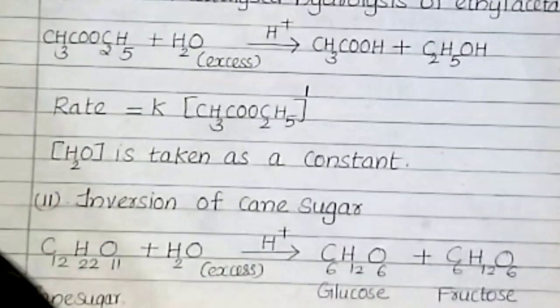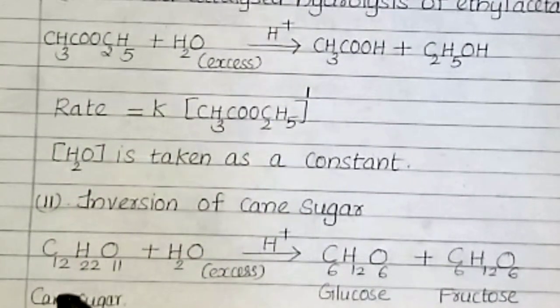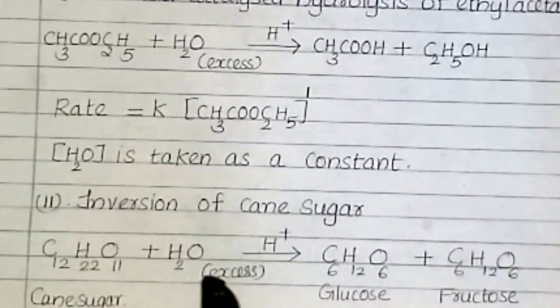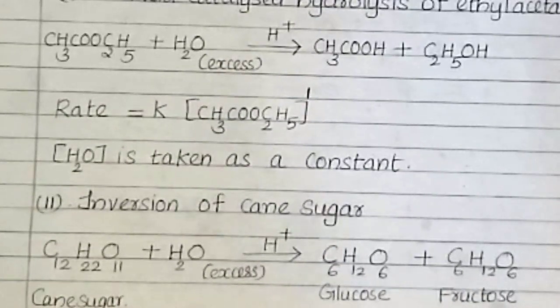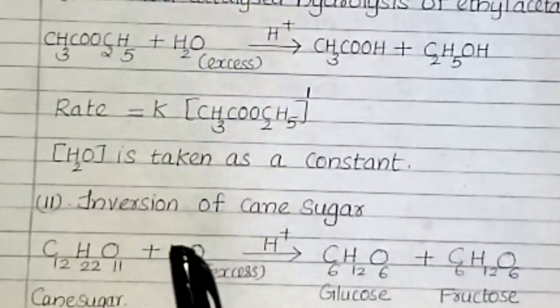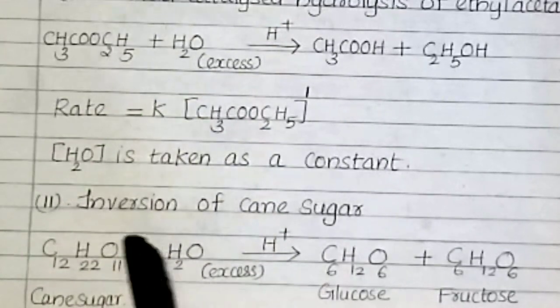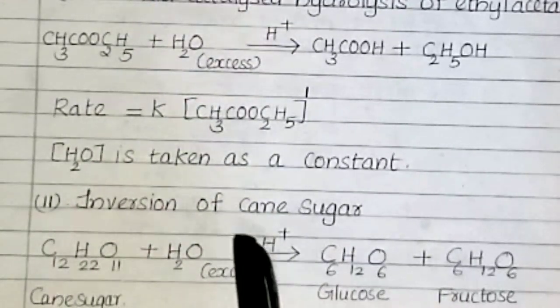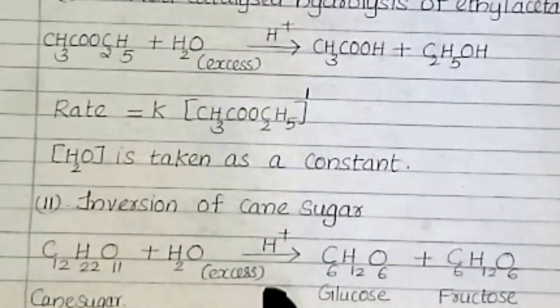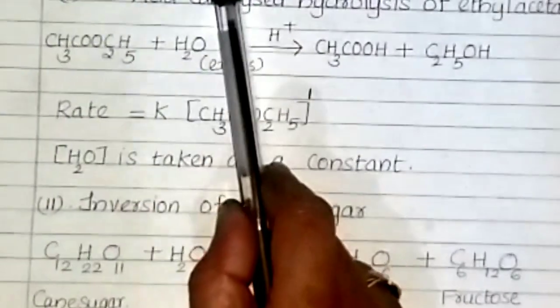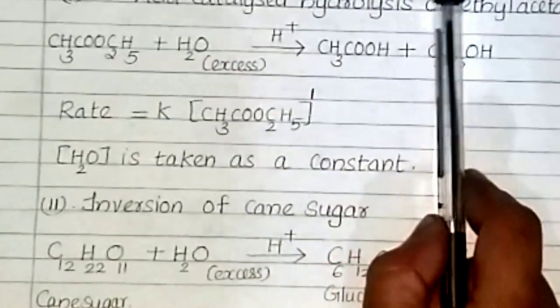Another example is inversion of cane sugar. Cane sugar, you know, sucrose. On acid catalyzed hydrolysis, water is taken in excess, then we get glucose and fructose. Here the rate only depends on the concentration of cane sugar, because the water is taken in excess, so its concentration is taken as a constant. Such reactions are known as pseudo first order reactions.